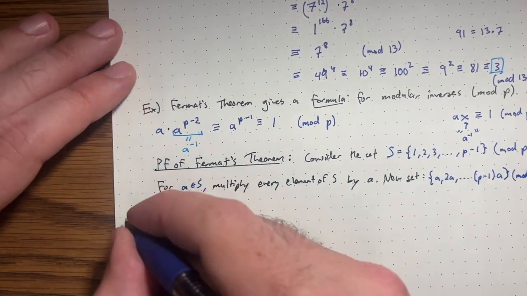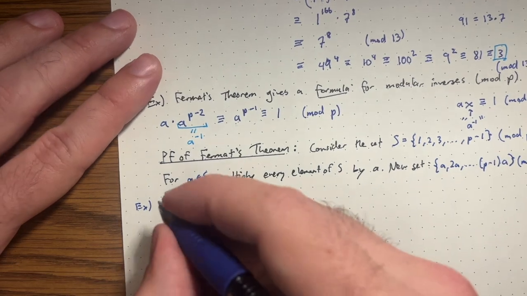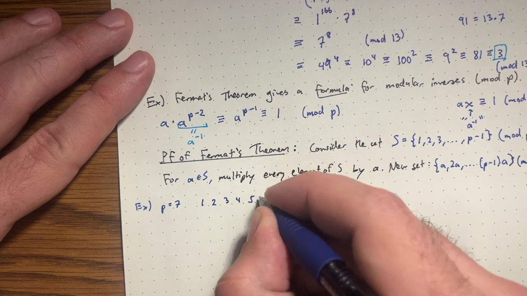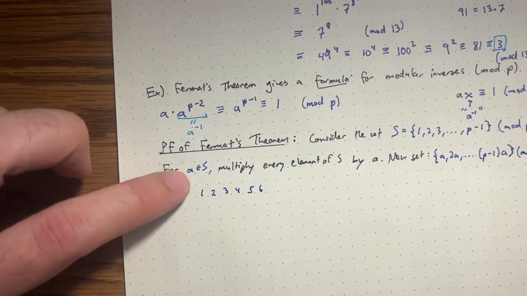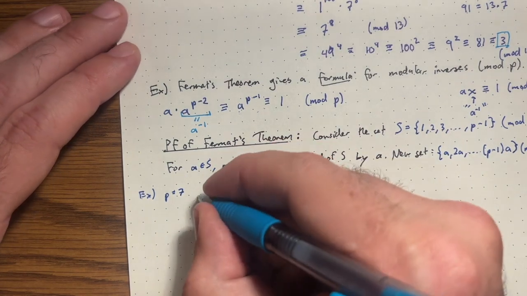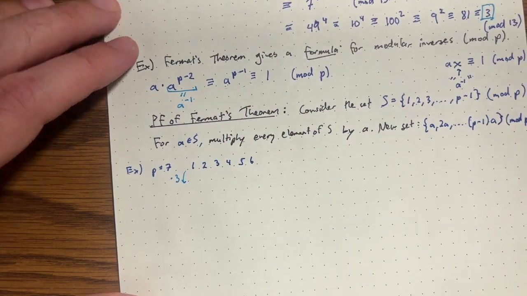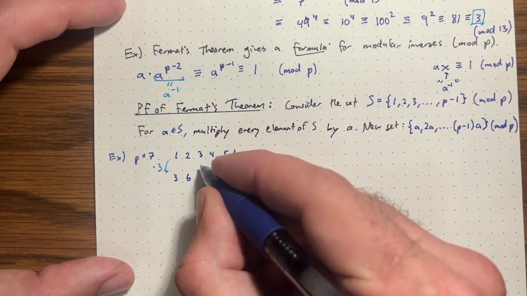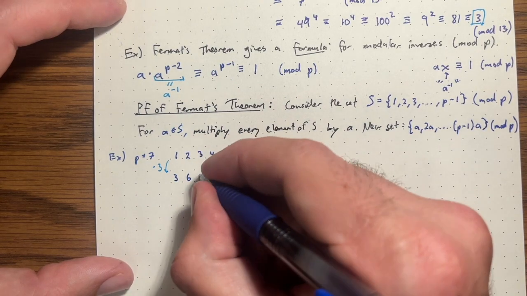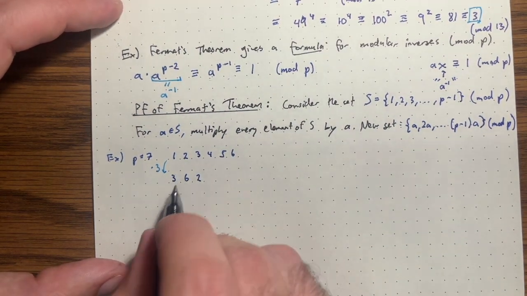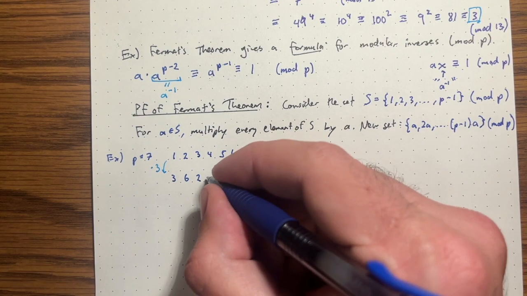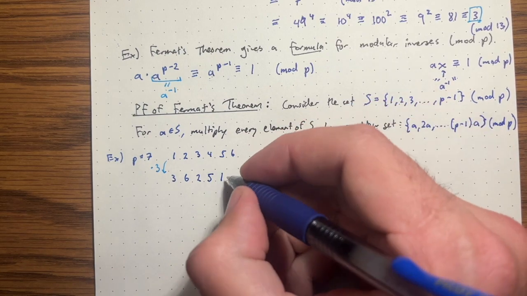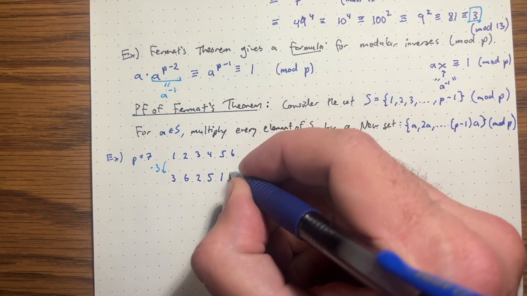I will give you an example. Let's take Z mod 7Z, so P equals 7, and we have the elements 1, 2, 3, 4, 5, 6. That's my set S. We'll take some element of S, let's take 3, and we'll multiply everything by 3. 1 times 3 is 3, 2 times 3 is 6, 3 times 3 is 9, but we're considering things modulo 7, so that's just 2. 4 times 3 is 12, which is 5 mod 7. 5 times 3 is 15, which is 1 mod 7. And 6 times 3 is 18, which is 4 mod 7.